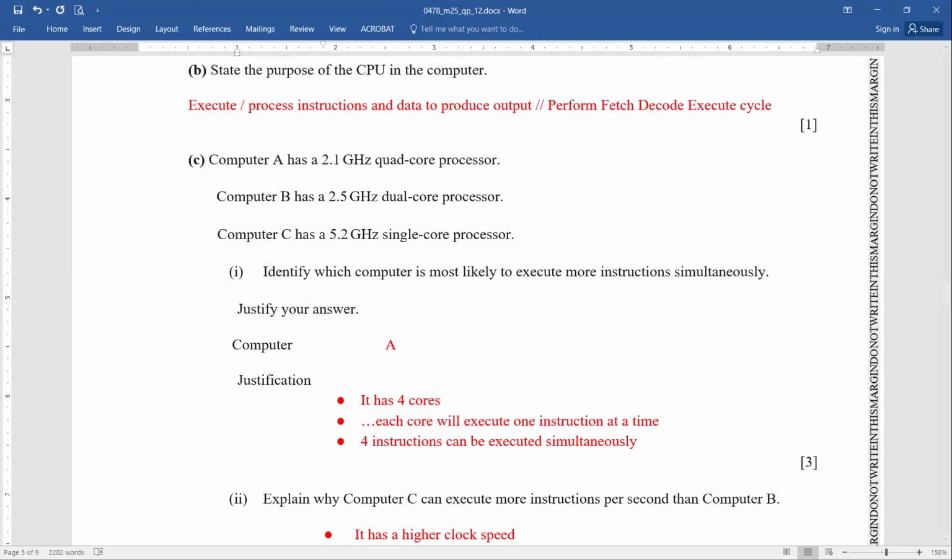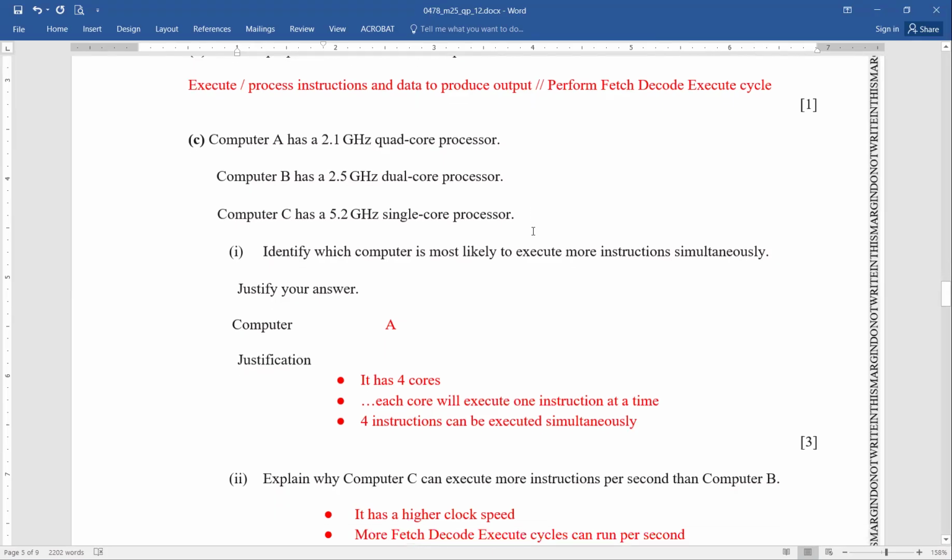Explain why computer C can execute more instructions per second than computer B. Now, there is a call between C and B. Now, why is computer C better? Why is computer C able to execute more instructions?